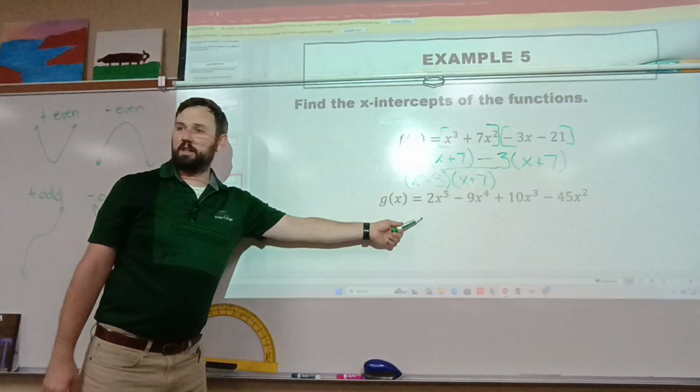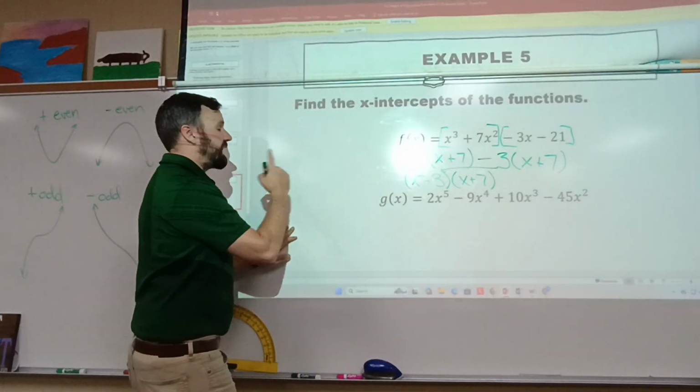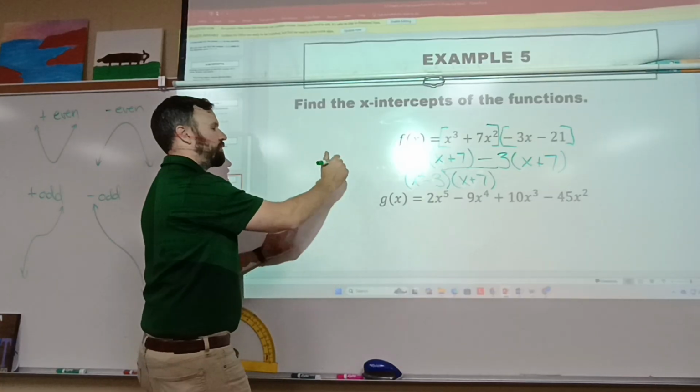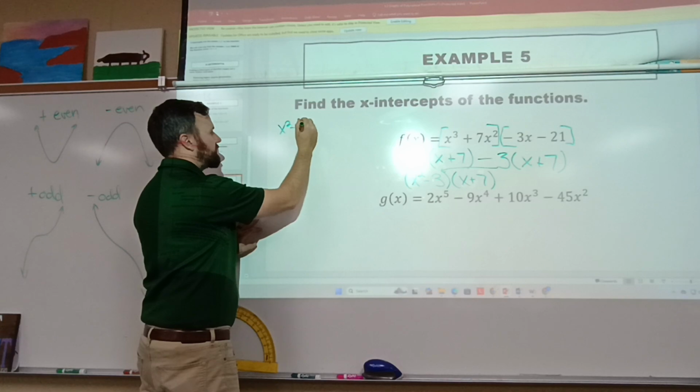I'll do another one down here. That's a grouping as well. So now, can I find my zeros? I can. So this one's a little bit different. So I have to think about this.